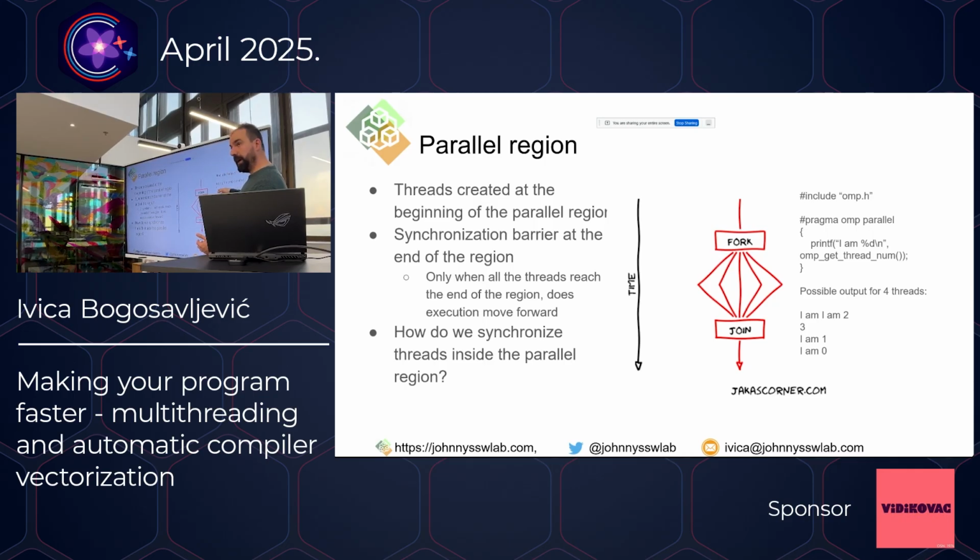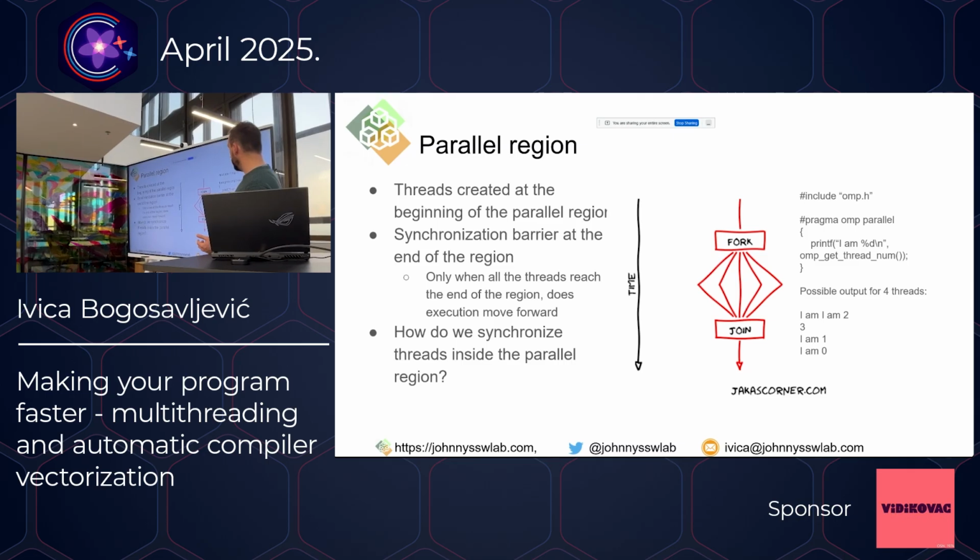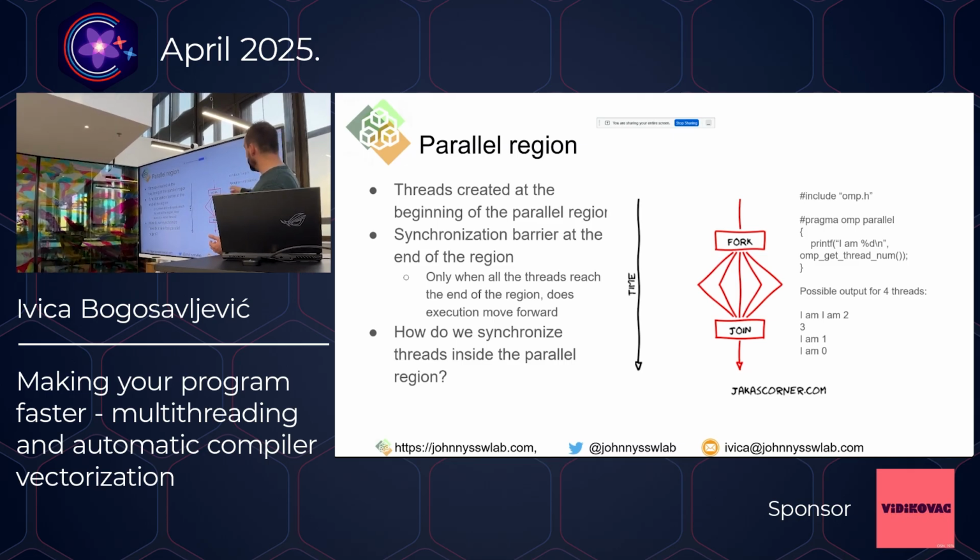Now you enter the Pragma, and you have this fork where 4 threads are being created, or 5 in this case. And then this code is executed by each thread. Finally, at the end of the parallel region, all threads synchronize. This is the join step, and then it continues as single-threaded again.